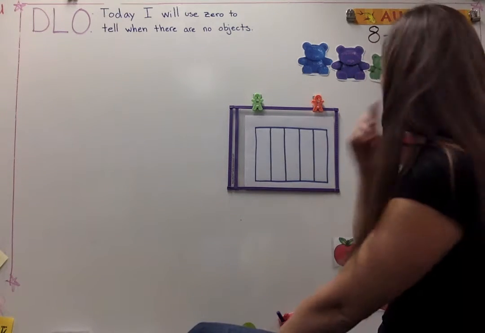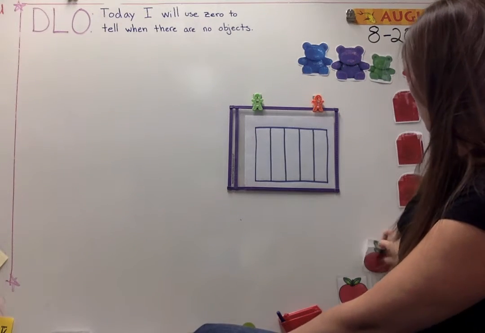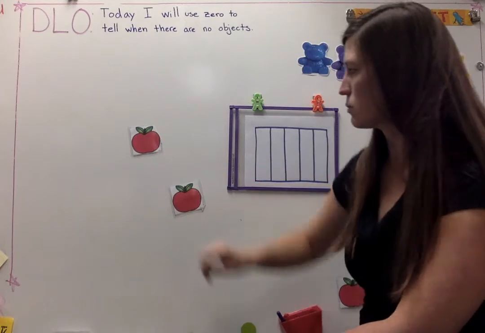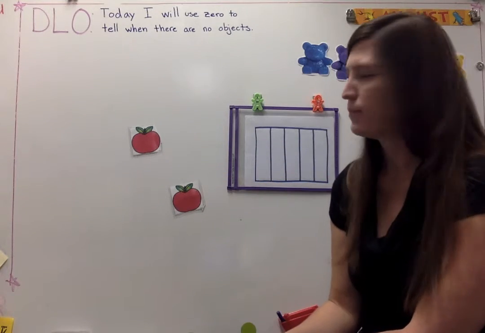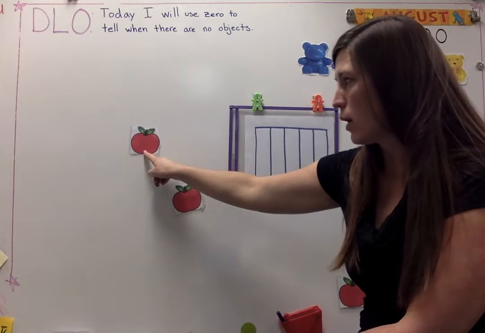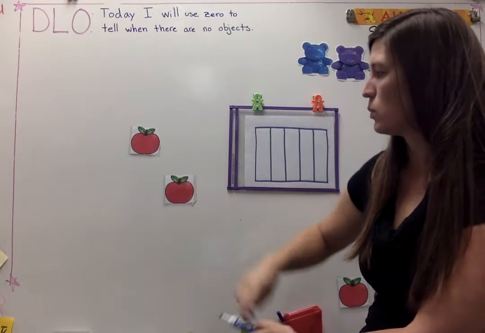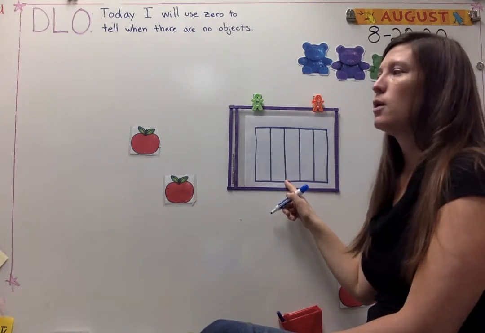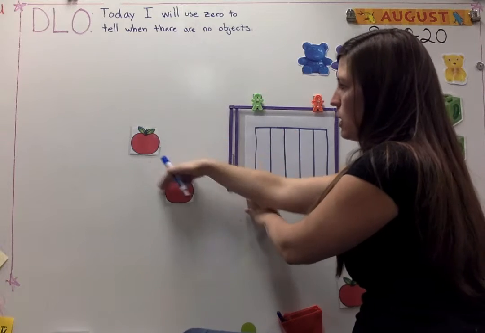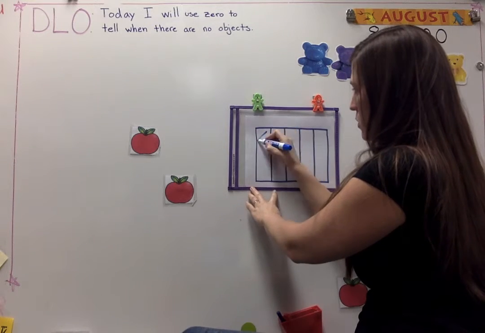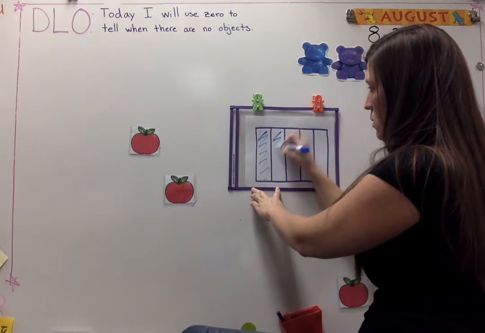Okay, let's try another one. Let's do apples. How many apples do I have? Let's count. 1, 2. How many bars do I color in? 2. We're matching the quantity with how many bars we're coloring in. 1, 2.